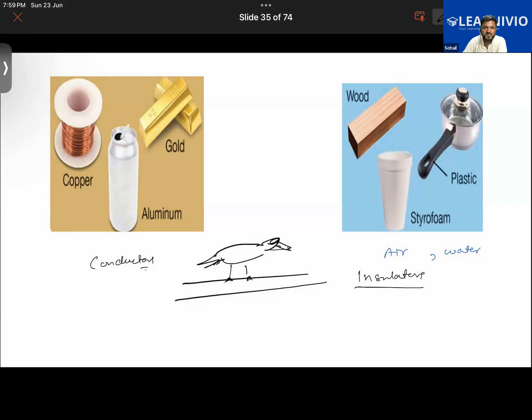Their feathers act as insulators. Their body has a high resistance to electricity.